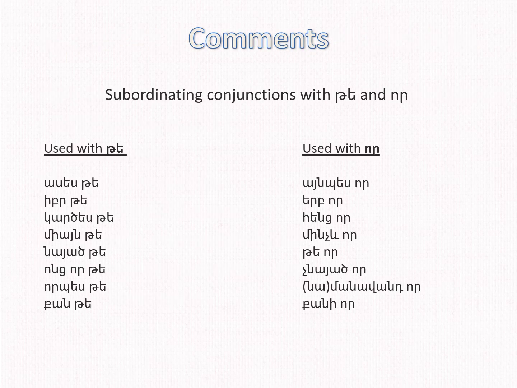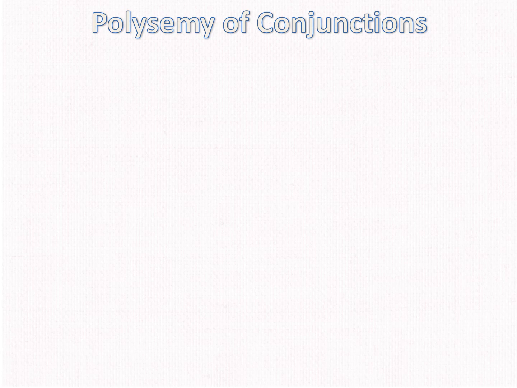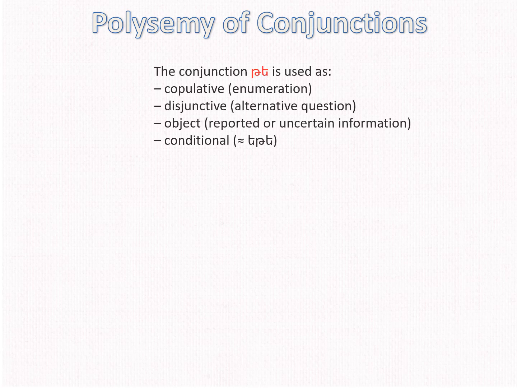Pay attention to the following pattern. Subordinating conjunctions in Armenian often occur with the additional elements te or vor. On the left, you see conjunctions that are used with te. On the right, conjunctions that are used with vor. These combinations are stable. Some conjunctions in Armenian are polysemous. The conjunction te can function in several ways. As a copulative conjunction in enumeration, as a disjunctive conjunction in alternative questions, as an object conjunction when reporting uncertain information, and as a conditional conjunction, similar to yete.